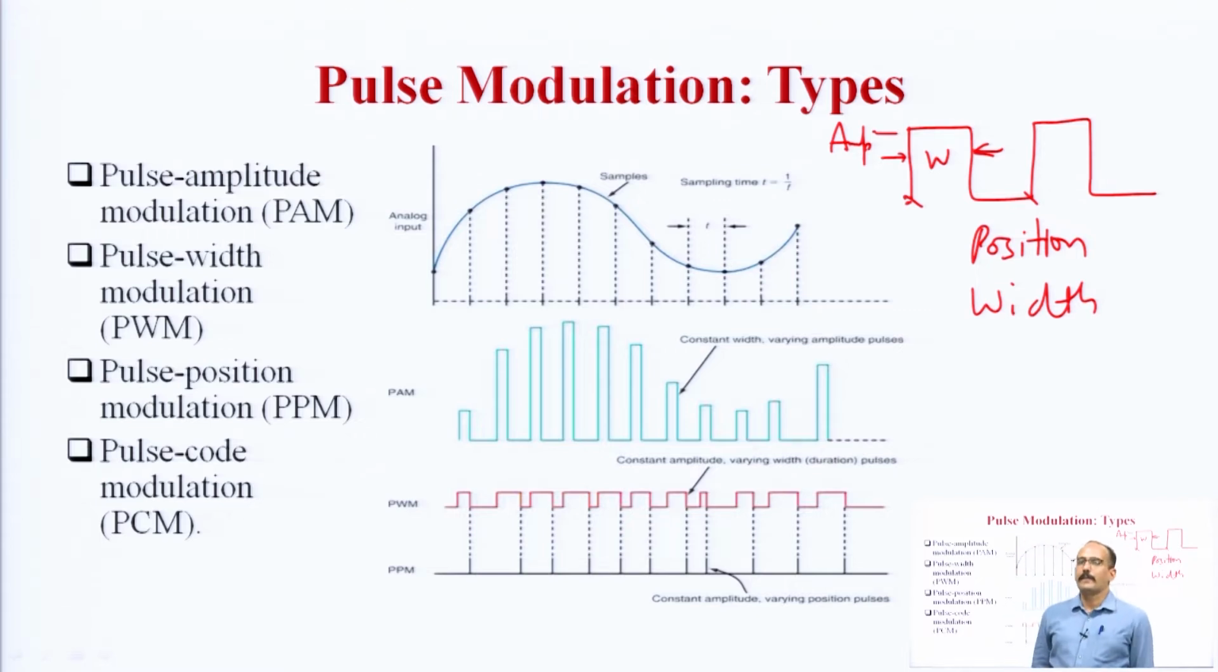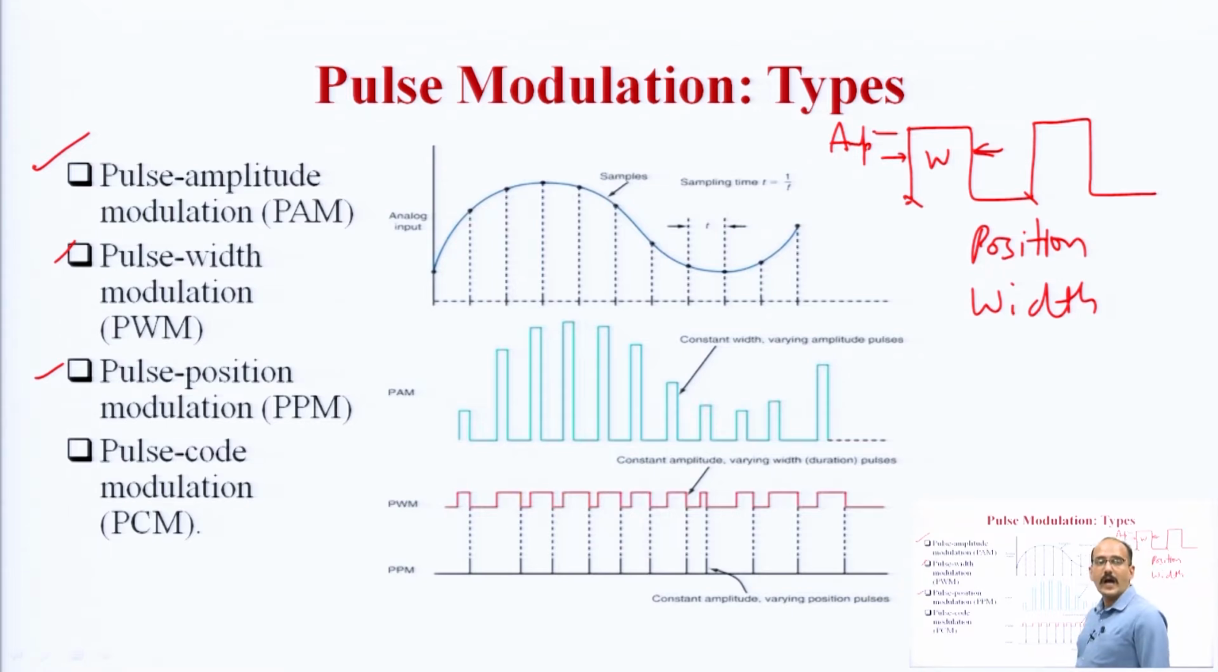As in amplitude modulation we vary the amplitude of the carrier, in phase modulation we vary the phase of the carrier, and in frequency modulation we vary the frequency of the carrier. Similarly, we divide the pulse modulation technique into three types. First one is PAM, pulse amplitude modulation, second one is pulse width modulation, and third one is, sorry, pulse position modulation.